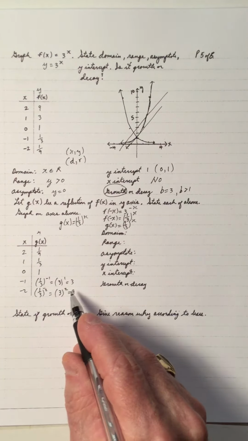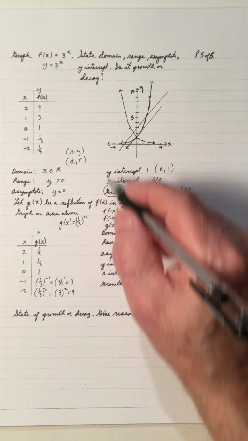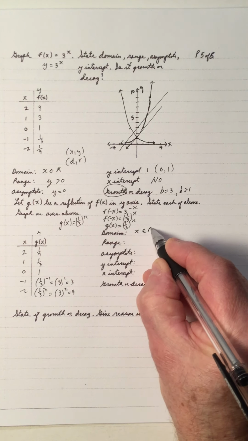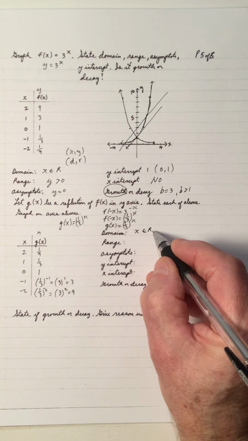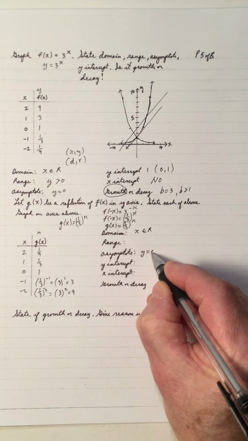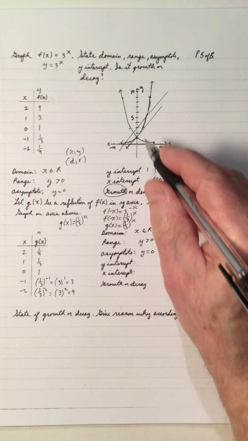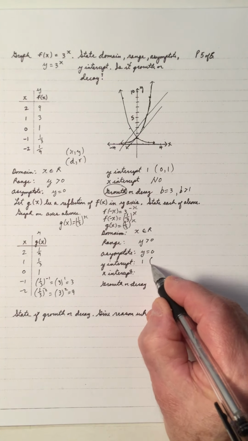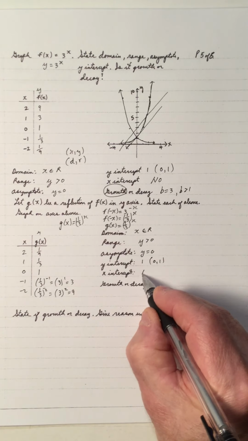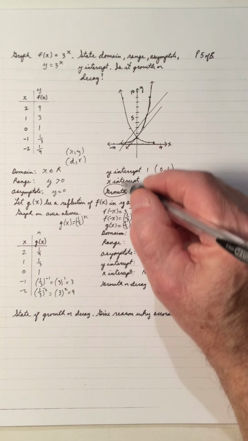So we're illustrating this. But the domain of this function, the domain of g of x, is still x belongs to the reals. The asymptote is the same, y equals 0. The range is y is greater than 0. The y-intercept is 1, and that's when x is 0, y is 1. And there's no x-intercept.